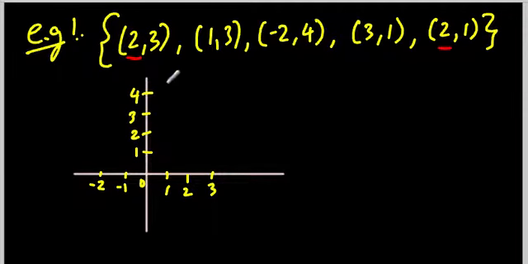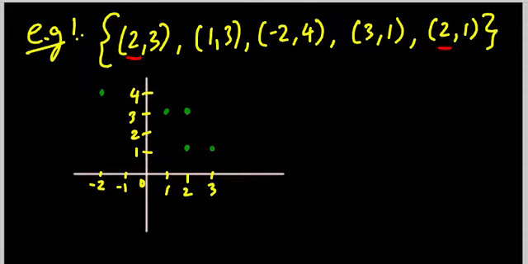I'm going to use the green color. So (2, 3). Here's 2. Here's 3. That's one point right there. (1, 3). So here's 1. That's 3. All right, so that's (1, 3). (-2, 4). Well, here's -2. Here's 4. (3, 1). So here's 3. Here's 1. And then (2, 1). Here's 2. And here's 1. All right, so we have these 5 green points.